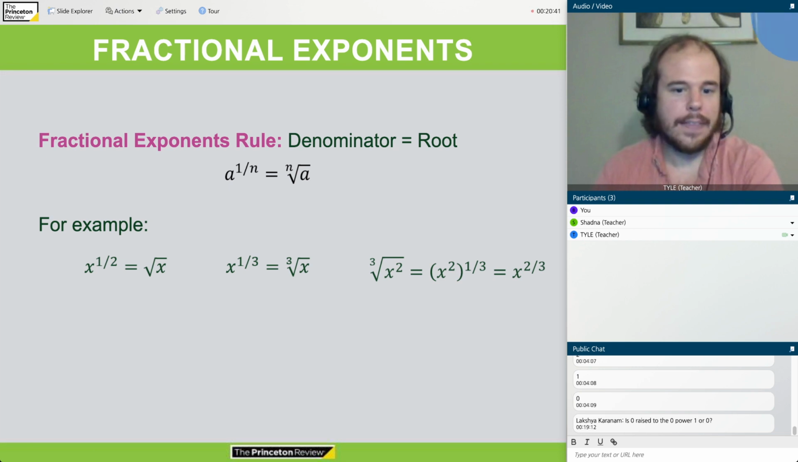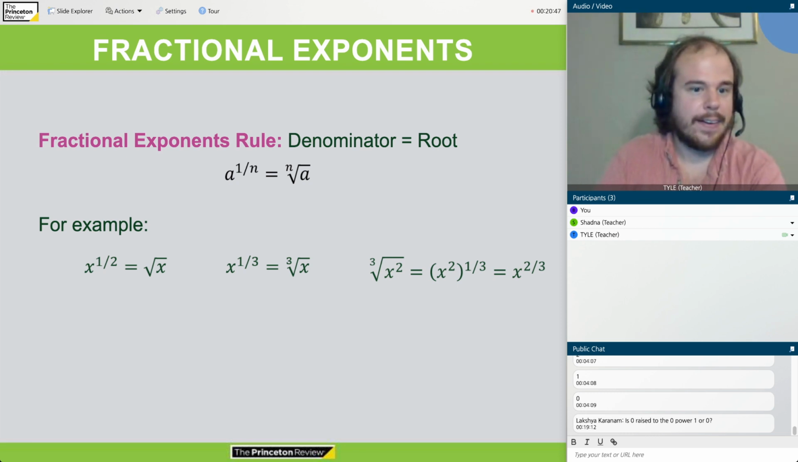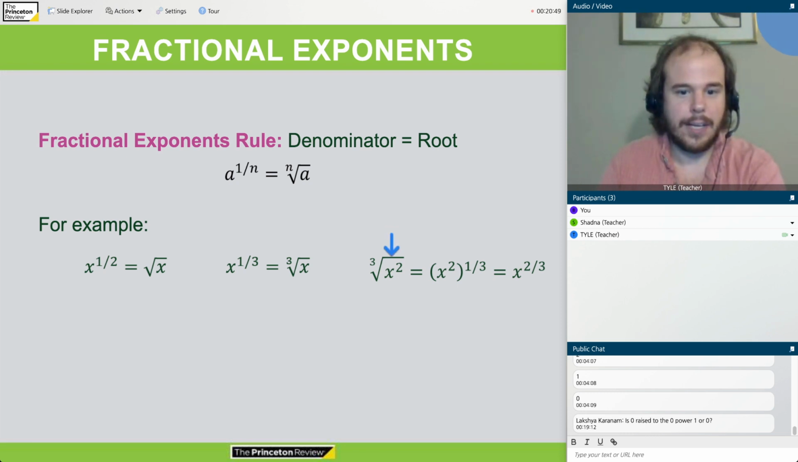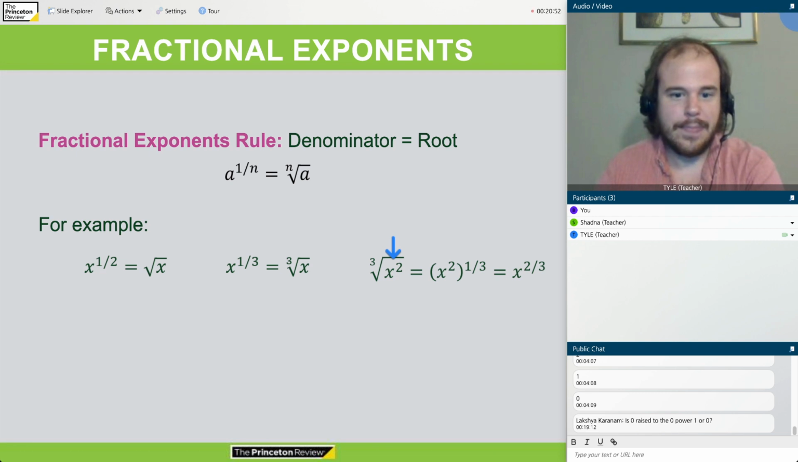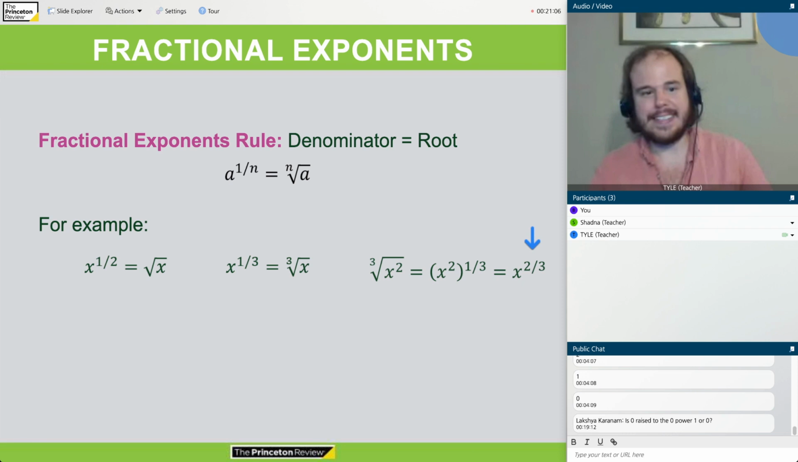What if we had the cube root of x squared? Well, the x squared in the interior here, in the argument of the root, is getting raised to the 1/3 power. I'm just going in the opposite direction. So x squared to the 1/3 power. And then if we're raising this exponent to a power, we multiply. So 2 times 1/3 is x to the 2/3.